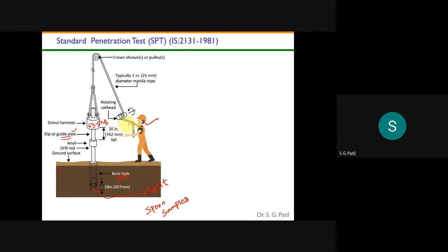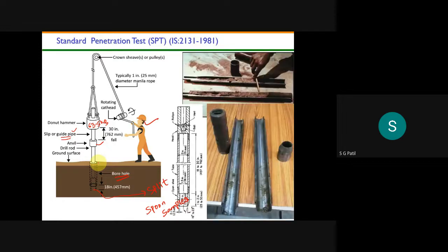Then he will release this rope, and this 63.5 kg hammer will fall under gravity for a distance of 762 mm and hit this anvil. In turn, that energy will be utilized to drive the sampler inside the ground. So this is the sampler.